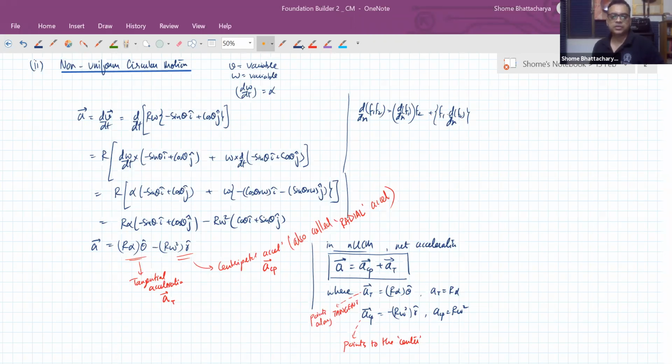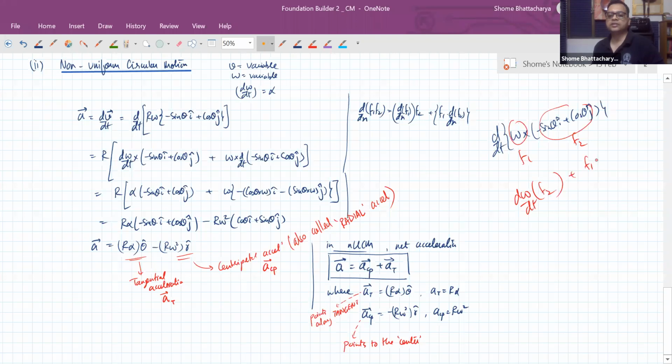How did we do this step? See, it's again the chain rule application only. So what is happening now? You are doing differentiation of omega into this whole thing, minus sine theta i cap plus cos theta j cap. First of all, you treat this like your first function f1, and this is your second function f2. So it becomes differentiation of the first function into the second function, plus first function into differentiation of the second function. Now this term, differentiation of that second function, how will it come?